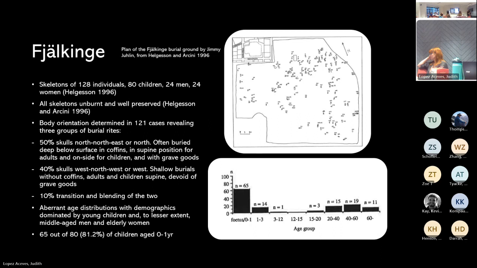That bit there just talks about some of the way that they're oriented and grave goods, which reveals the transition between the two burial rites, from pagan or pre-Christian to Christian. And just to highlight as well, these massively aberrant age distributions and demographics that we find in Fjälkinga. It's dominated not only by children, but by young children. About 81.2% of the children were under 1 year old in the Fjälkinga cemetery.